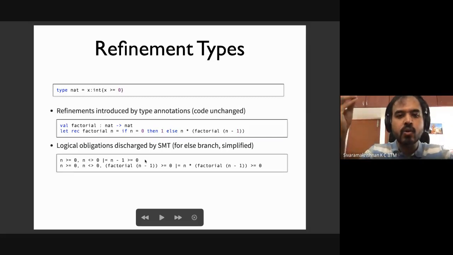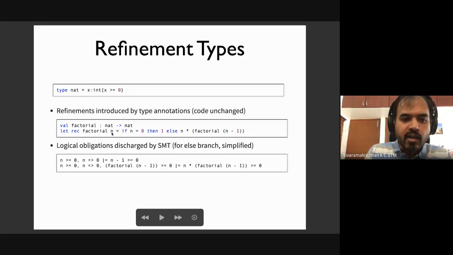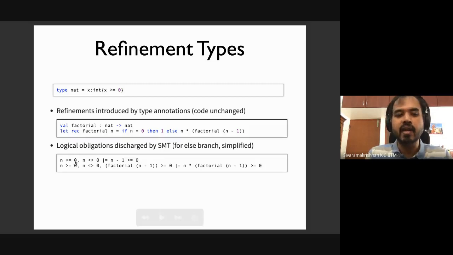What does F-star know? F-star knows that it is in the else branch, and it also knows that n is a natural number. So n is greater than or equal to 0, which comes from the fact that n is a natural number. And since it is in the else branch, it knows that n is not equal to 0. If you combine this, what does it mean? n is greater than or equal to 1.